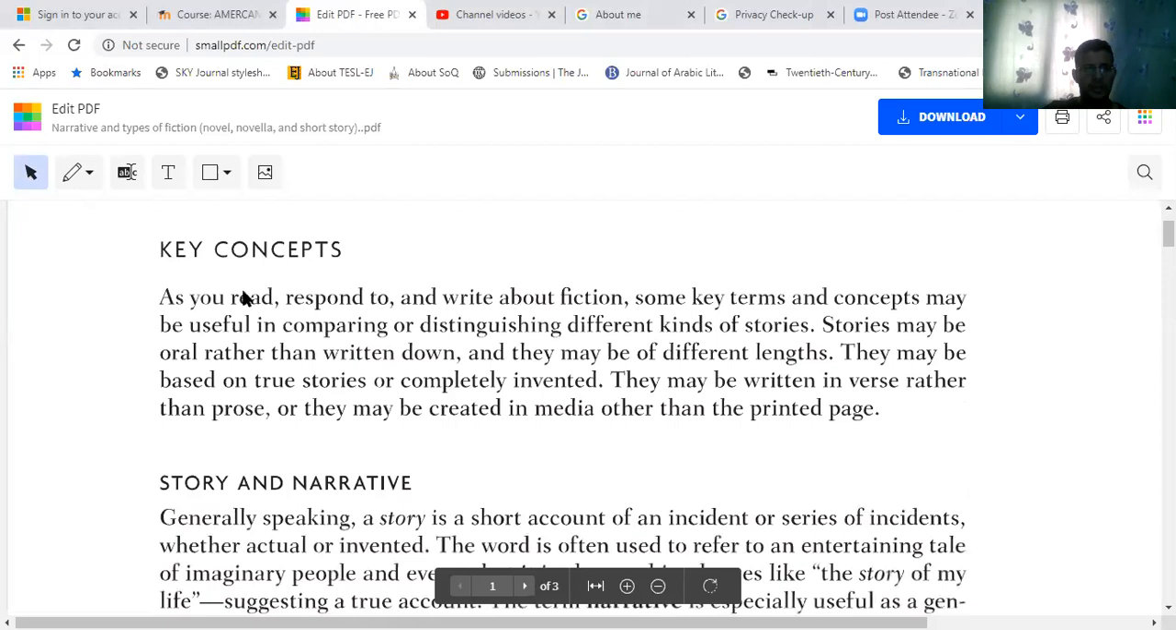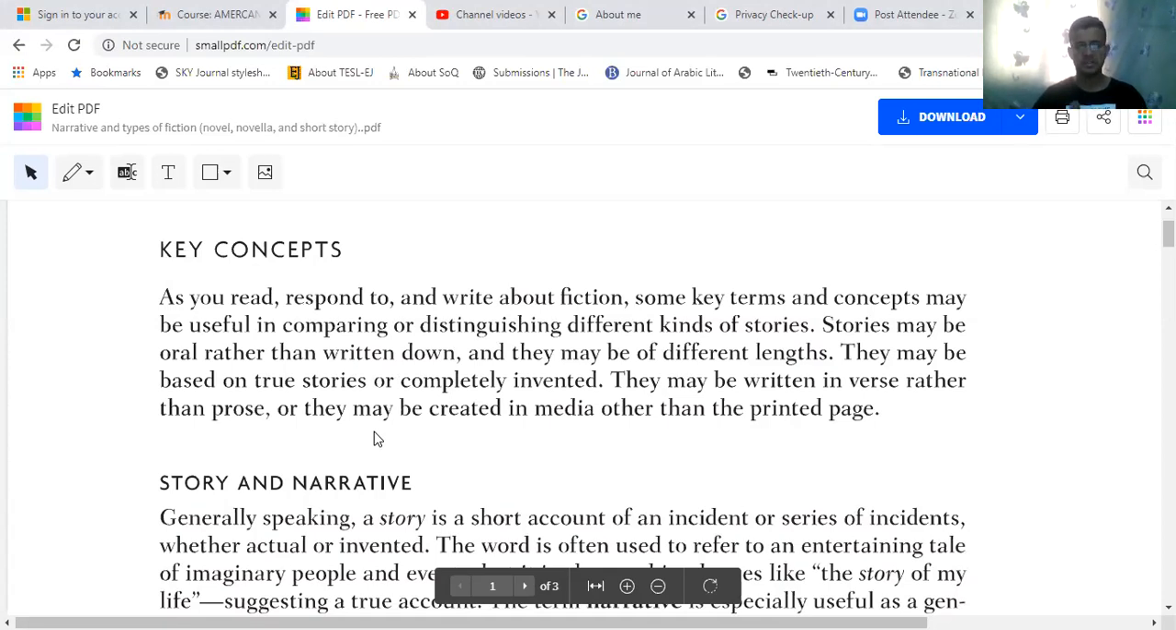fiction. Okay. Now, key concepts. I will read and I'll explain everything in detail. As you read, respond to, and write about fiction, some key terms and concepts may be useful in comparing and distinguishing different kinds of stories. Stories may be oral rather than written down, and they may be of different length. They may be based on true stories or completely invented. They may be written in verse rather than prose, or they may be created in media other than the printed page. So simply this paragraph talks about how fiction is not connected only to literature.